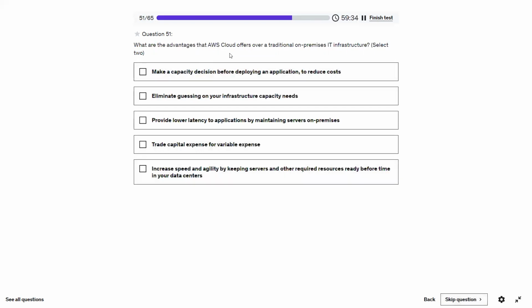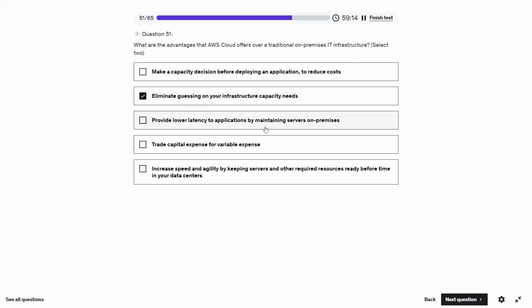What are the advantages that the AWS cloud offers over a traditional on-premises environment? Okay, so what is the advantage if we use cloud instead of on-premises? Make a capacity decision before deploying an application. No, totally wrong. Eliminate guessing. Definitely, we don't need to guess how much capacity we need because of auto scaling.